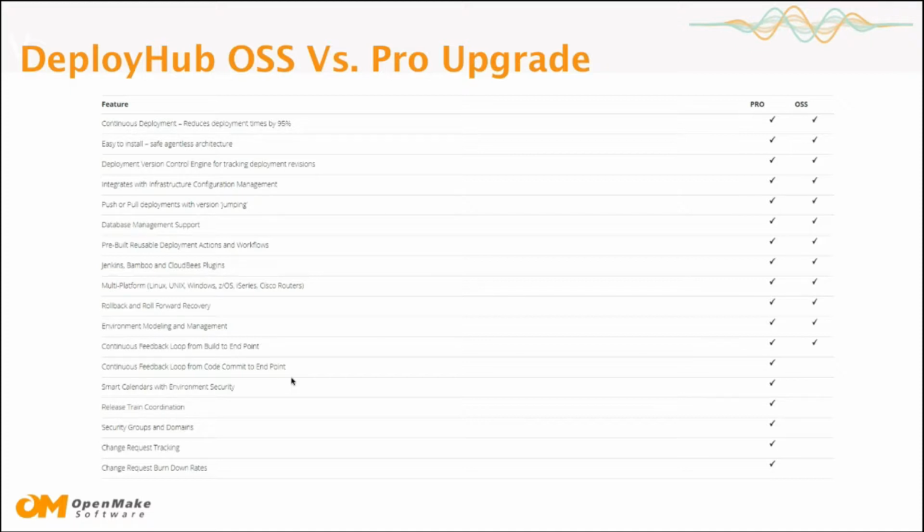Also, we have release train coordination, which enables us to take multiple applications together and coordinate them to be deployed as a single unit. And then the pro version has additional security groups and domain hierarchies that cater towards enterprise level project teams. Also, we have change request integration into Jira, Bugzilla, GitHub, issue tracking, those types of external tools, where we're able to link more information into the feedback loop, enabling us to do change request burnout rates and additional release planning.